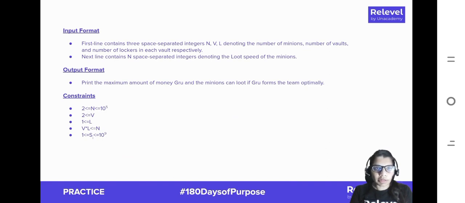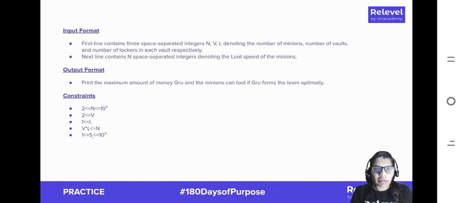Here is the input format. The first line would contain three space separated integers: the number of minions N, the number of vaults V, and the number of lockers in each vault, that would be L. After that, the next line would contain N space separated integers denoting the loot speed of each minion. And your output format would be, you have to print the maximum amount of money Gru and the minions can loot if Gru forms the teams optimally, right?